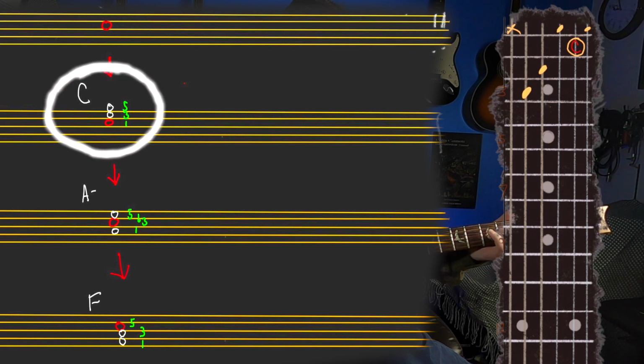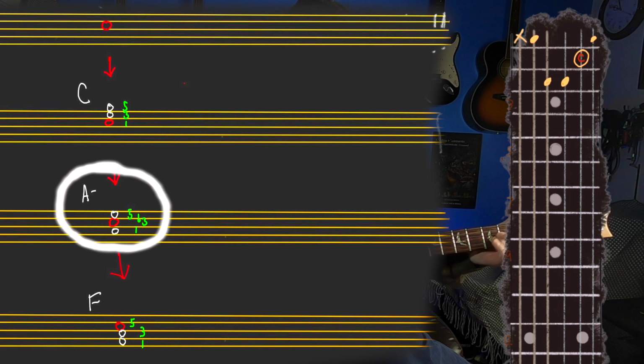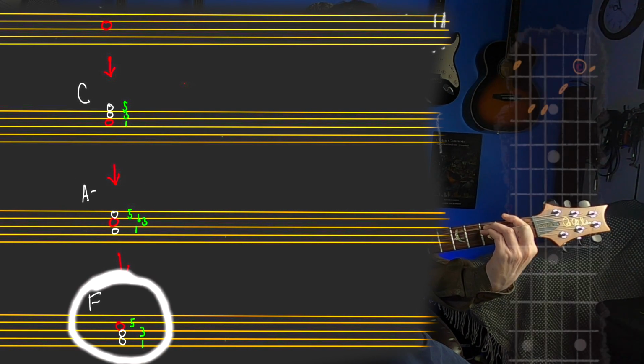That would mean that every single note has 3 chords as an option. The note C, for instance, could be part of a C major chord. It could be part of an A minor chord, or it could be part of an F major chord.